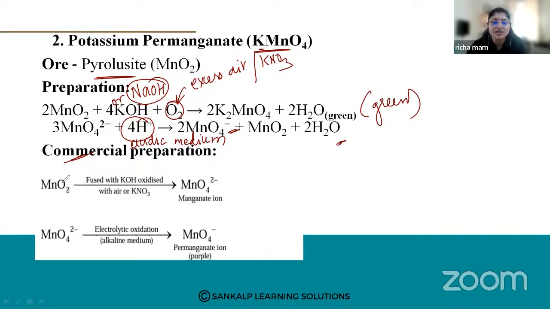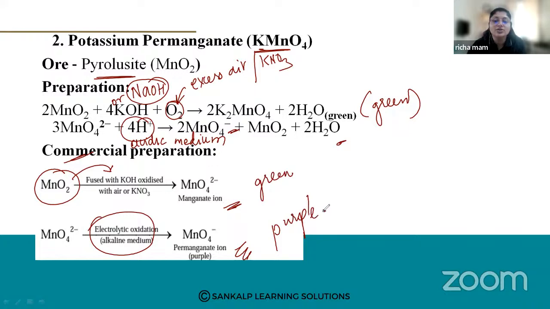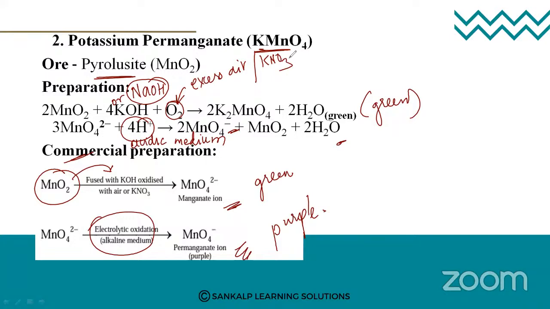Commercially, how can you prepare it? If you fuse pyrolusite with KOH, or oxidize it with air, you get the manganate ion. If you provide electrolytic oxidation to this manganate ion, it is converted into permanganate ion. This is a green color solution, and it is converted into a purple color solution. Due to the purple color, it also acts as a standard solution, so we use KMnO4 as a standard solution. Potassium dichromate is orange in color, and potassium permanganate is purple.